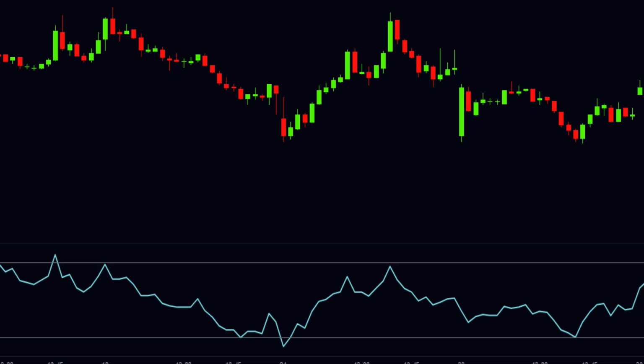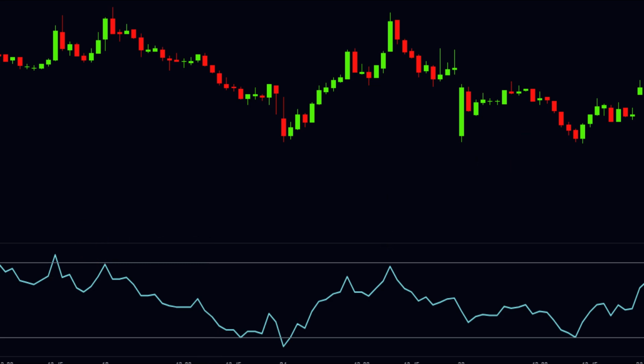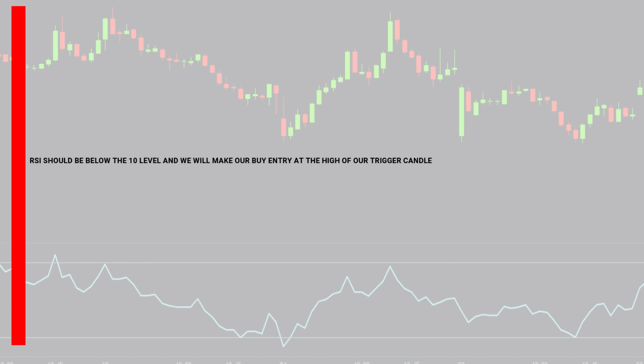You can see here RSI is oscillating between 0 to 100. Remember, RSI neither goes below 0, nor goes above 100. The calculation of RSI is based on the rise and fall of the stock during the day. 14 period is the default setting of RSI, and the default setting of the RSI levels is 30 and 70.